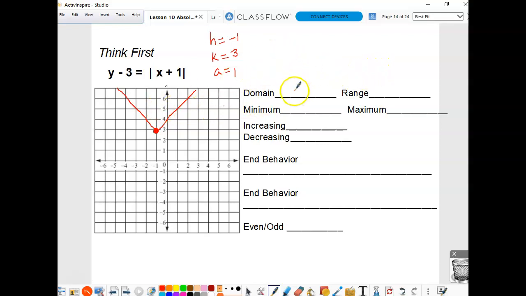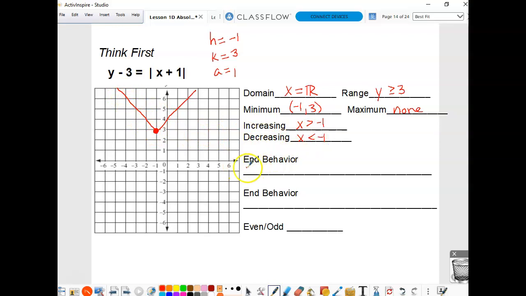So the domain of this function is x equals all real numbers. The range is that y is greater than or equal to positive 3. The minimum of the graph is the vertex, negative 1, 3. There is no maximum. It's increasing or going uphill when x is greater than negative 1. It's decreasing or going downhill when x is less than negative 1.